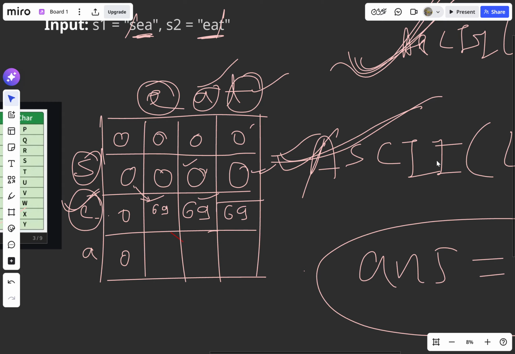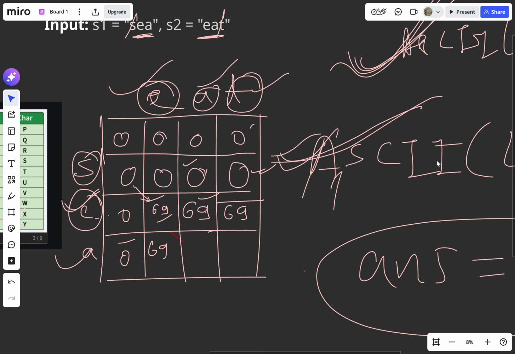Okay, maximum. Then we have E and A. So E and A both are not similar, so that's why we will get the maximum from the upper cell and this cell and this cell, which is 69.